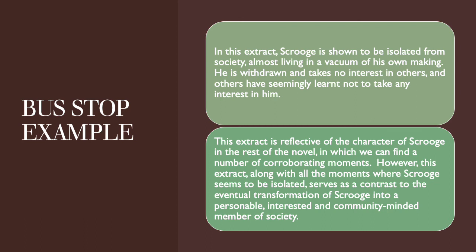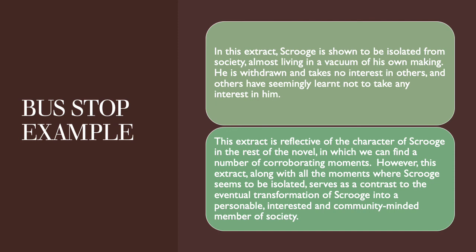So what I've done there is I've identified two things. Firstly, I've said how the extract is reflective of the rest of the novel in terms of corroborating what we know about Scrooge. But I've also pointed out that actually this extract, as well as showing a lot of similarities with how Scrooge is elsewhere in the novel, it also serves as a contrast to that final Scrooge that we know by the end. Because at the end of Stave 3, he is transformed. He's a completely different person.